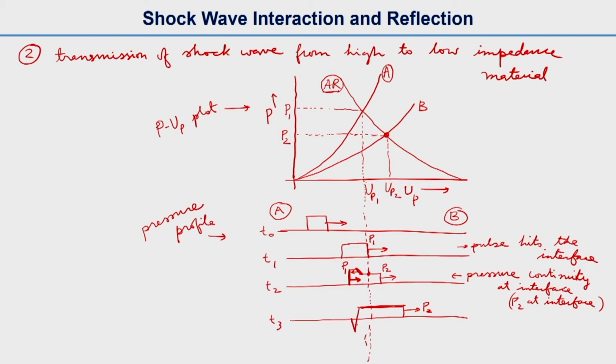So at this point it will have a tensile wave, so that's why I am drawing it below that reference line. This will be the tensile wave, and that tensile wave will propagate at time t4. We should not have drawn the pressure p2 in the front, I think we'll cut this here. So that tensile pulse will propagate in material A. That tensile pulse or tension can lead to spalling if the amplitude is sufficiently high.